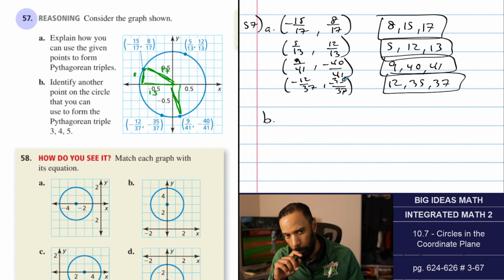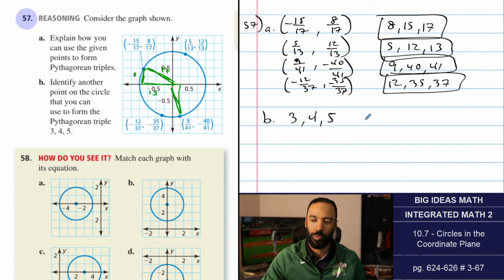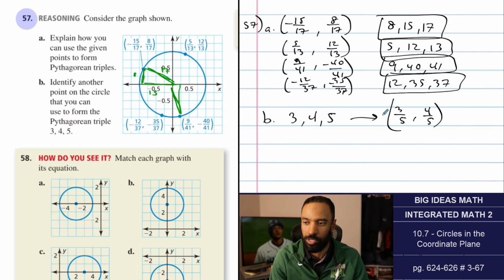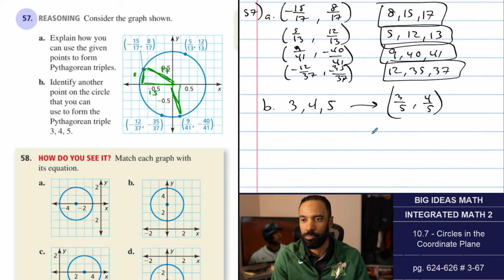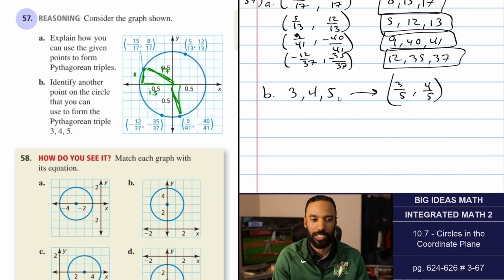Identify another point on the circle you can use to form the Pythagorean triple 3, 4, 5. So this must be a point such as, for the 3, 4, 5, I suppose we can say 3/5, comma 4/5. That's an x and a y, with the 5 being the hypotenuse. That makes sense. This is a unit circle, so all of these will give you 5/5, which is 1, or 37/37, which is 1, and that seems to align.